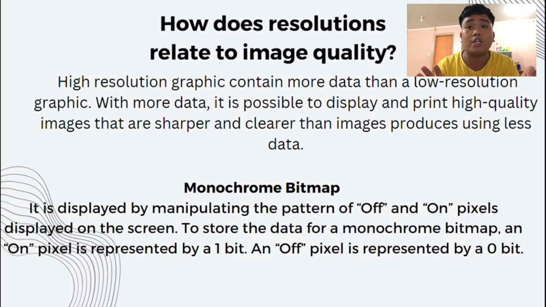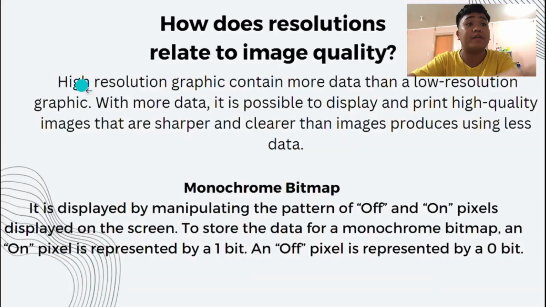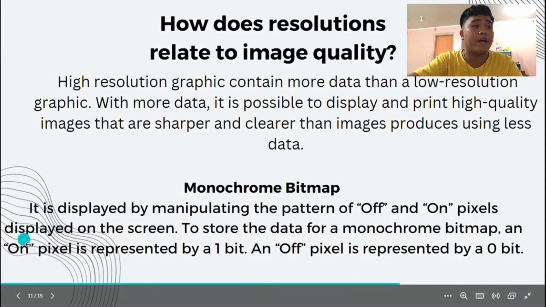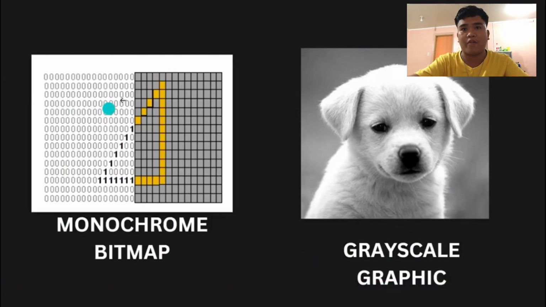So the off and on, basically to store the data of a monochrome bitmap, an on pixel is represented by 1 and an off pixel is represented by 0. So here's the example. If on pixel is represented by 1, off is represented by 0. So it has 0 and 1, on, off, and on, taken from a monochrome bitmap.